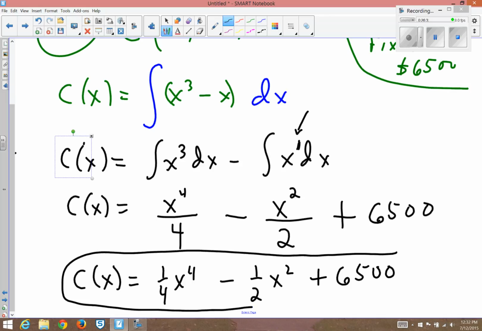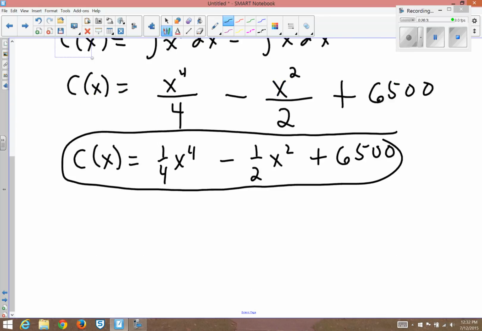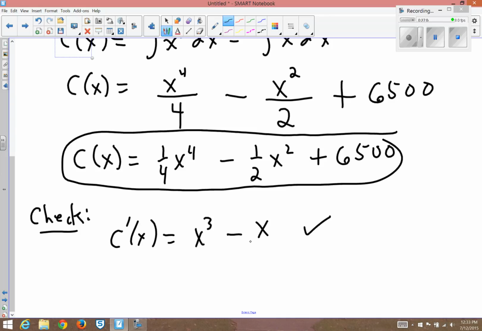Let's think about why this is correct. That is correct because if C of x is this, C prime of x, the derivative of 1/4 x to the 4th is 1x to the 3rd. The derivative of negative 1/2 x squared is negative 1x to the 1st. And the derivative of 6,500 is 0. So that's a check because this was given.